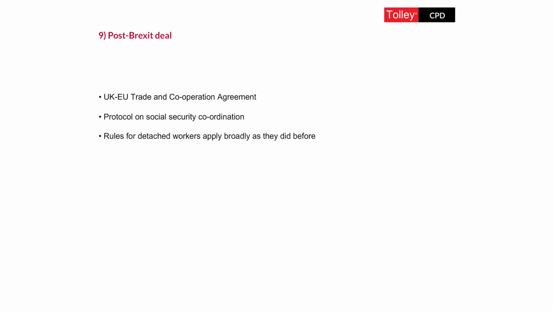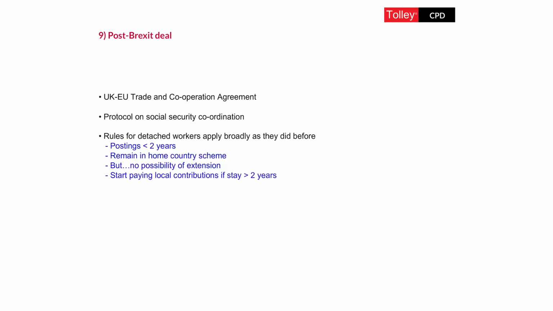Now, the rules for detached workers apply broadly as they did before. So postings up to 2 years remain in the home country scheme, but the change is there's no possibility of an extension. Remember, if you were staying for, let's say, 4 years, if the countries agreed, you could get the home country scheme applying longer than 2 years. There's no possibility of that under the UK-EU Trade and Cooperation Agreement. So you would start paying local contributions if the stay was for more than 2 years.